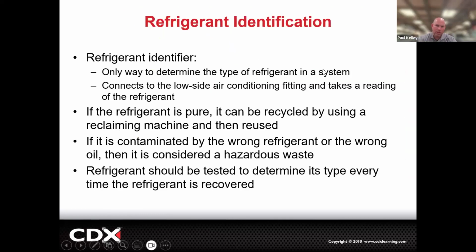It's the way that we can tell what type of refrigerant's in the system. It connects to low side fittings. It runs a little test, does a little burp, does a little beep, and then it tells you what the percentages of each are in there. Okay, that's what it does.